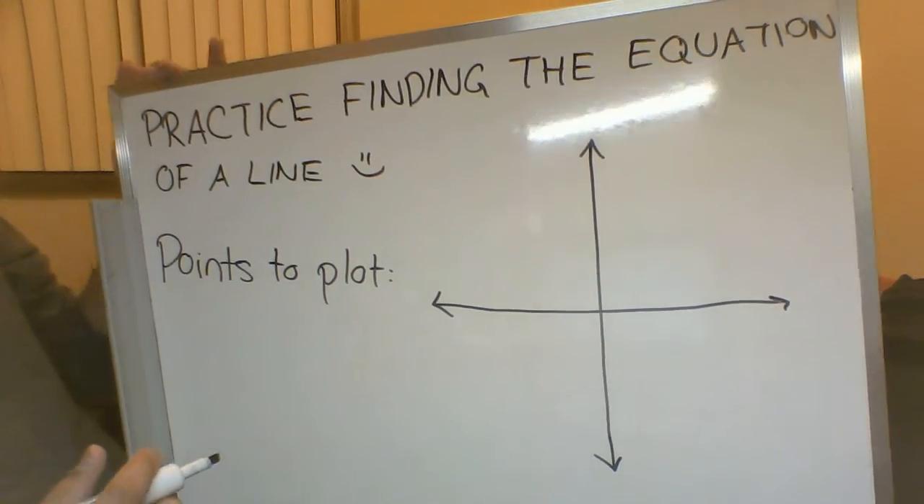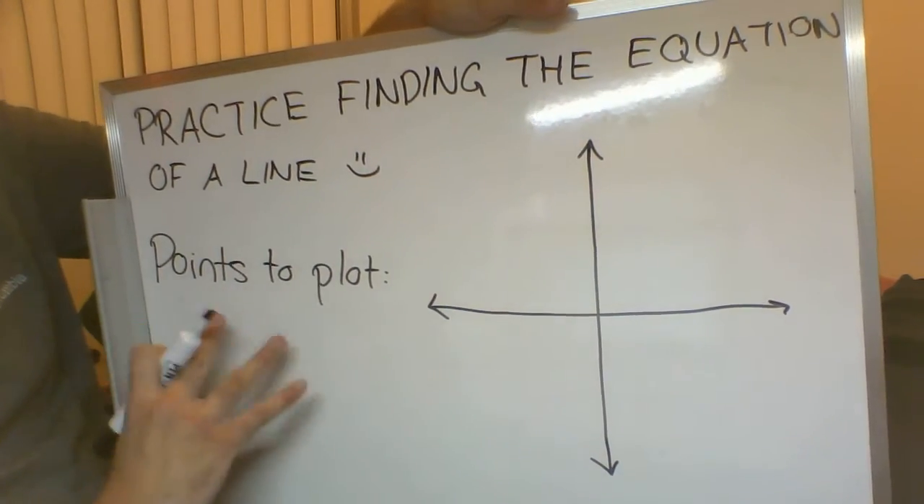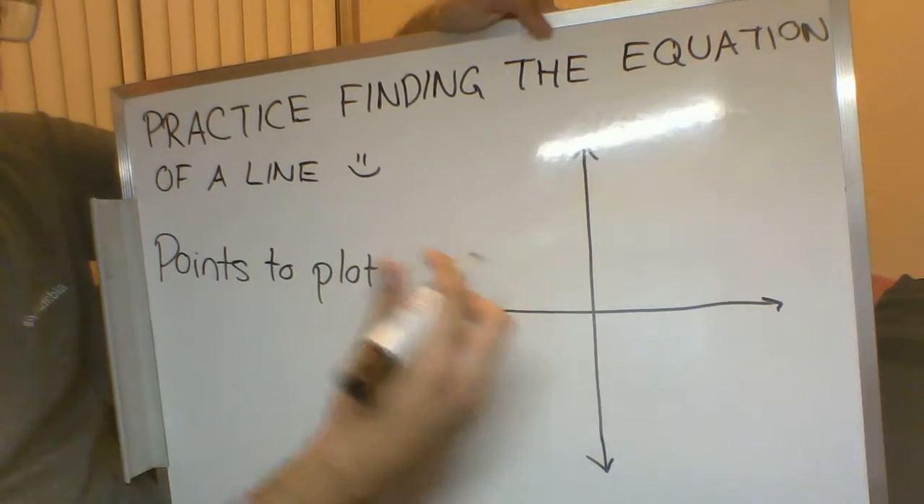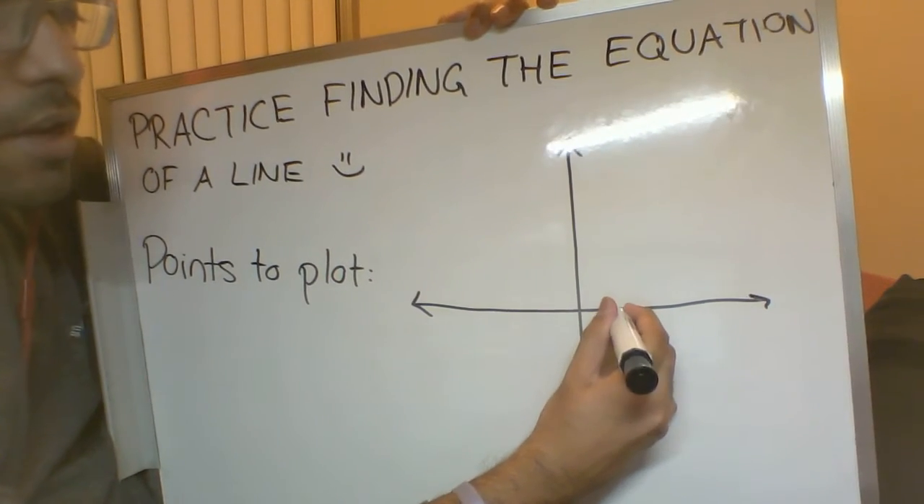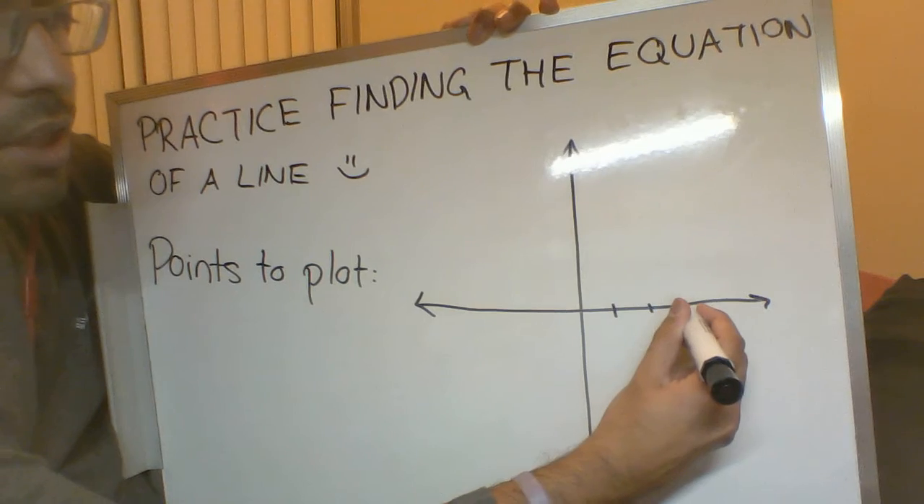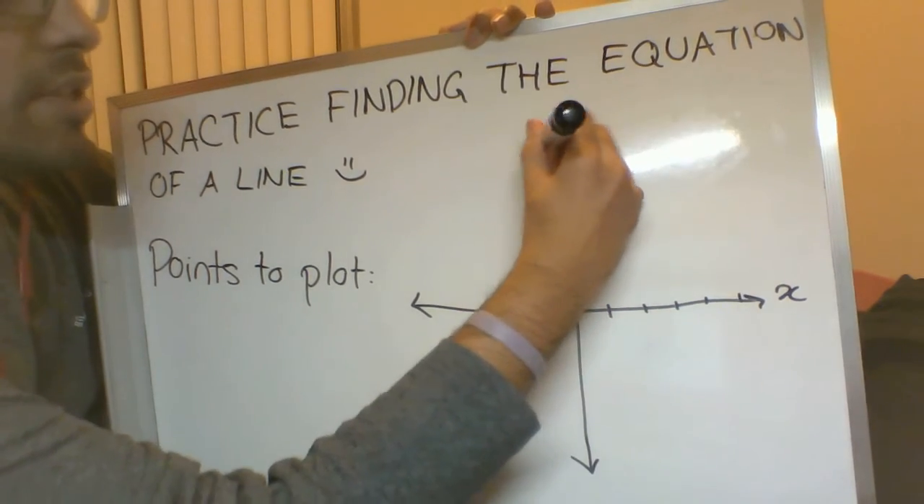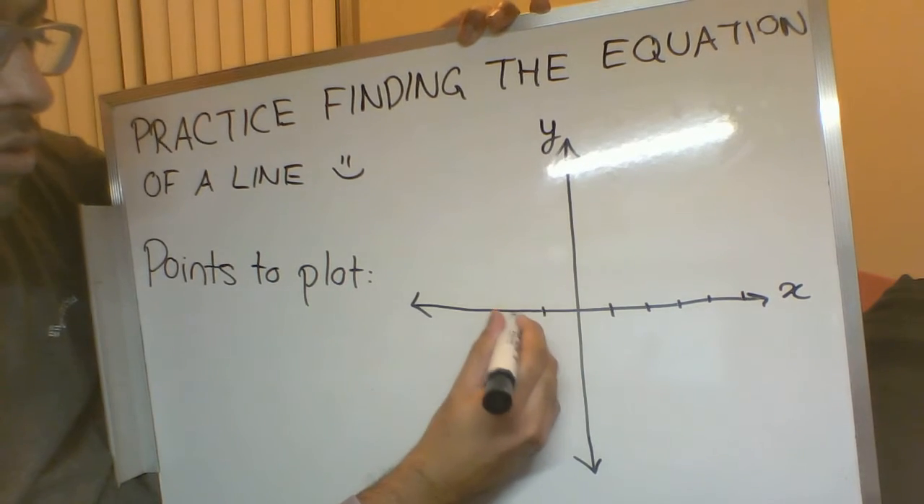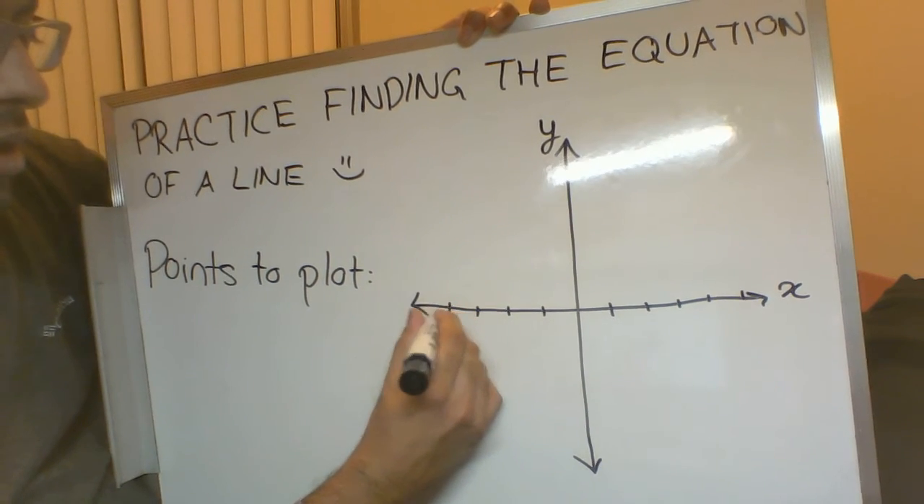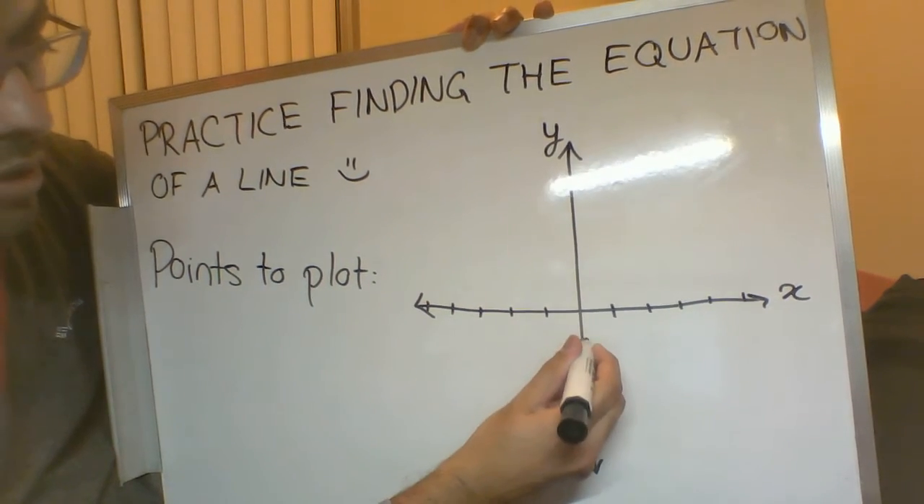So, points to plot. I'm getting ahead of myself right now because we haven't labeled anything, we haven't put any tick marks or anything like that. So let's go ahead and do that first. We'll put a few here and make sure you label your axes. Something like that.